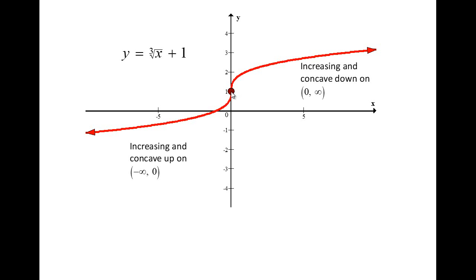Notice that the tangent line at this point is a vertical line. That is, the y-axis is in fact the tangent line for this curve, and the slope of a vertical line is undefined. So that's why the first derivative is undefined here. But you notice that on the left of 0, the function is concave up, and on the right of 0, the function is concave down.